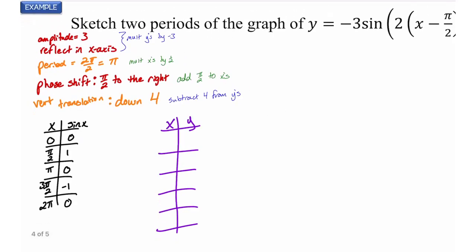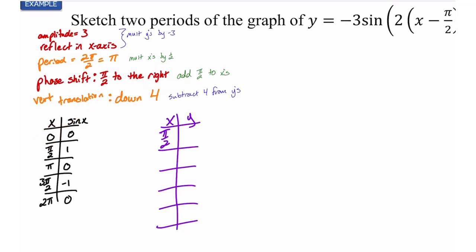I've set up my new t-table with my 5 key points, and I just labeled it x and y because my function here is called y. If this were called f of x, I could call this f of x here. So let's start with the x's. So we multiply the x's by a half and then add pi over 2 to the x's. So we're going to take each one of these x's from the parent graph and do those two transformations. So I'm going to take 0, multiply by a half, and add pi over 2, and that's going to give me pi over 2.